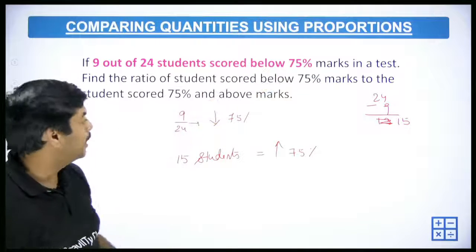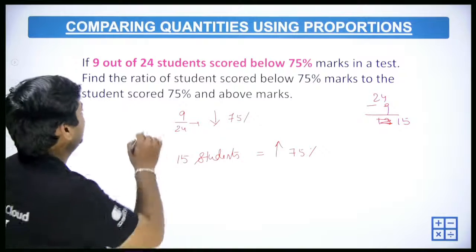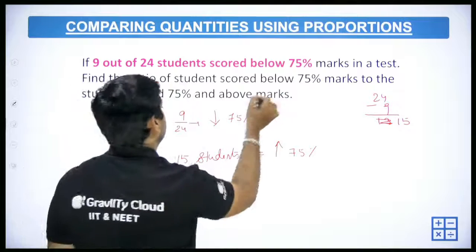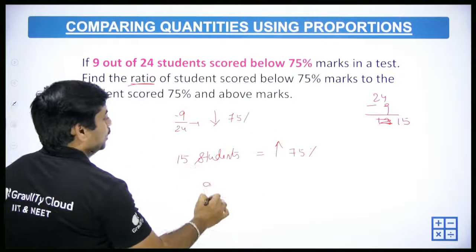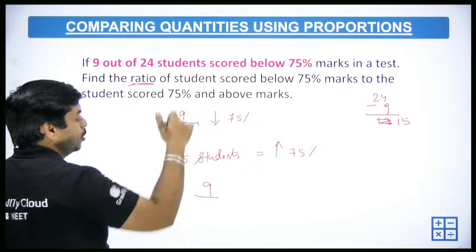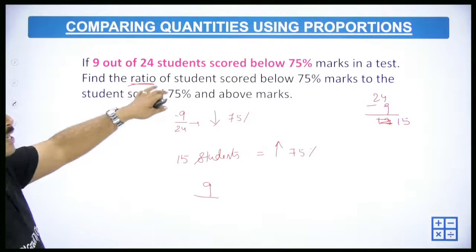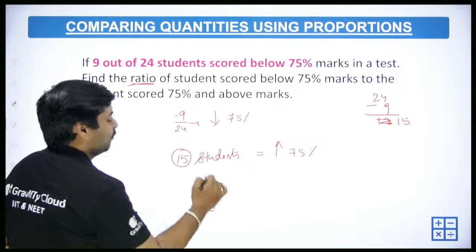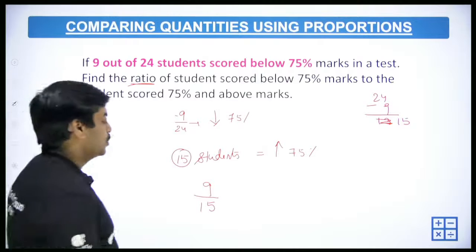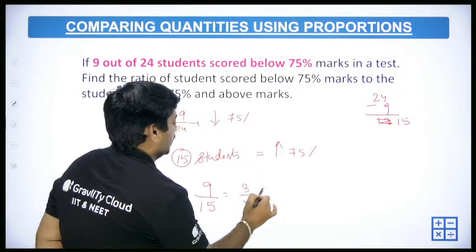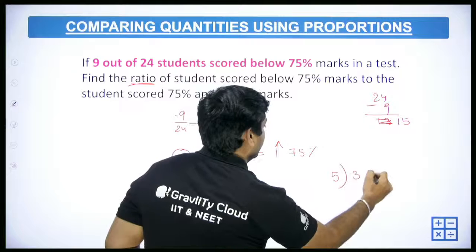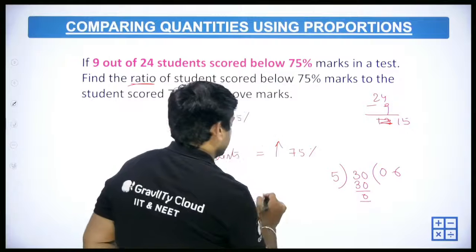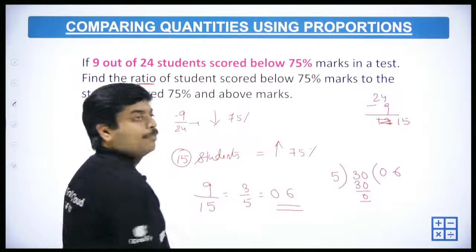The question is to find the ratio, which means we need to compare two quantities. The number of students who scored below 75% is 9, and the number who scored 75% and above is 15. So 9 by 15 is the required answer, which is 3 threes and 3 fives, so 3 by 5. Let's divide 3 by 5. 5 sixes are 30, so it is 0.6. Understand?